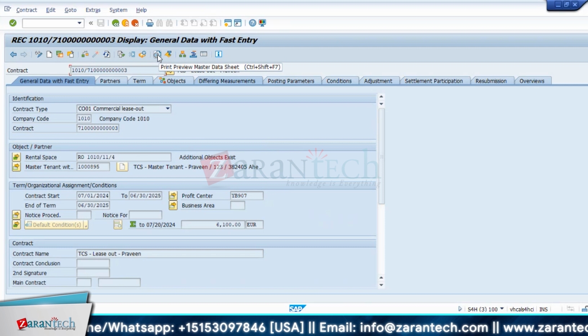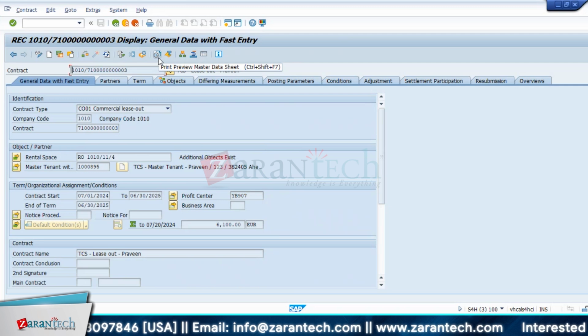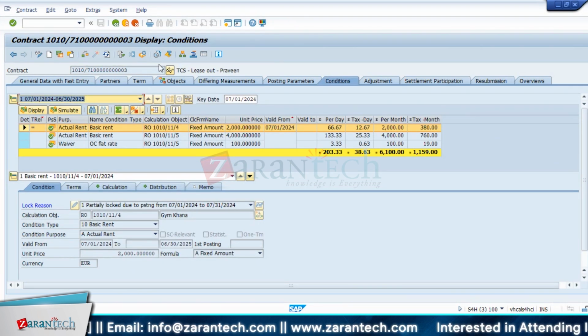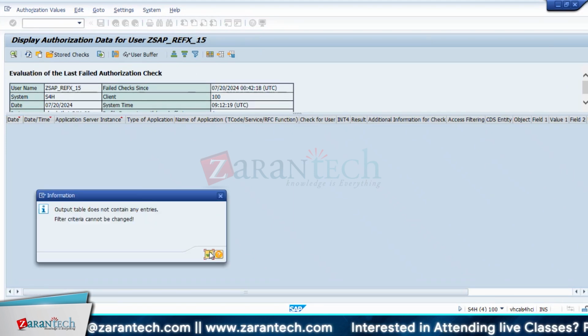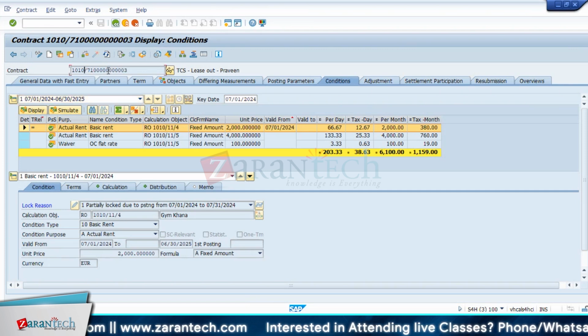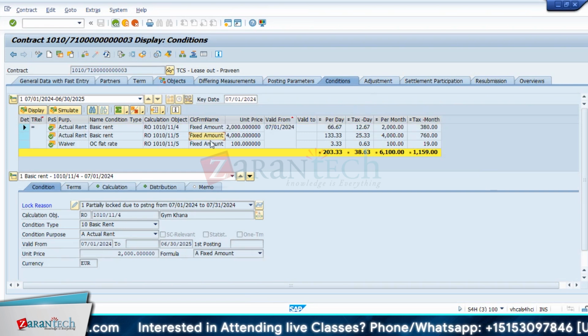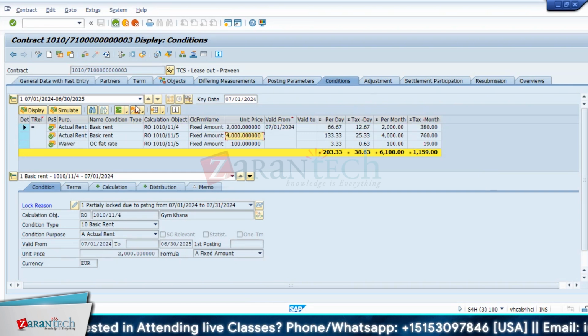Because last time you showed some PDF form in the print preview. For my case, it is not showing. It is nothing but the master data sheet of your contract. Yeah, I am able to do it. It might be your access issue. Yeah, that may be the access.